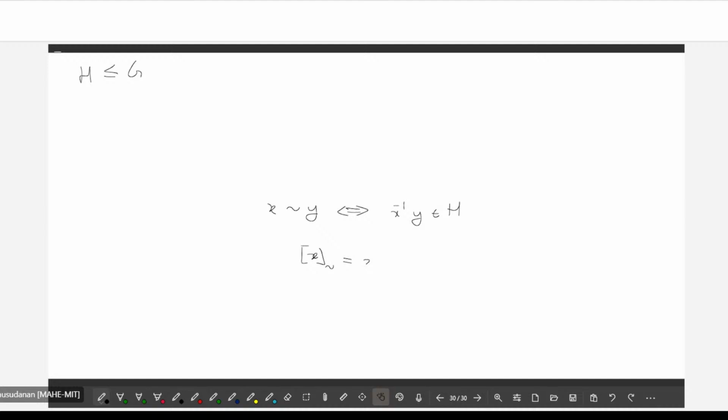But if you've already done this orbit stabilizer lemma, you can just use it to prove Lagrange theorem. So let's just look at that. Okay, so Lagrange theorem using orbit stabilizer.